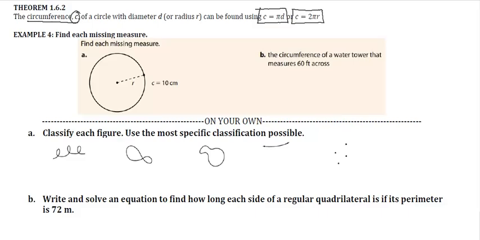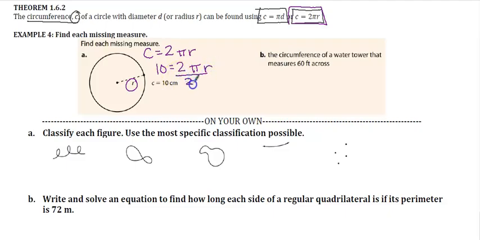So in example 4, we're going to find each missing measure. Here, the r is missing, and we have the circumference. Notice we're given the circumference and need the radius, so which formula should we use? The one with the radius, right? So C equals 2 times pi times r. We're going to use that formula. Our C is 10, so 10 equals 2 pi times r.